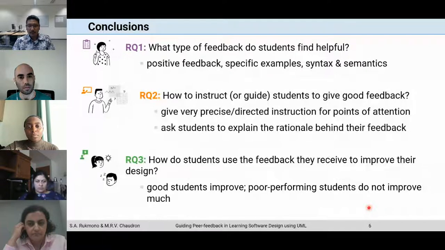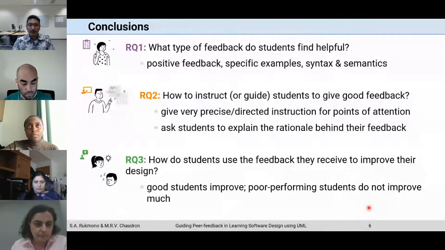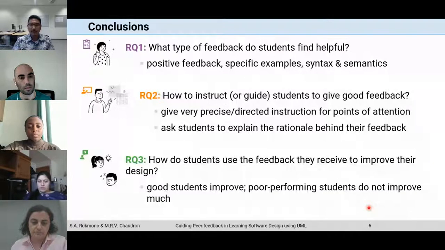So after collecting the feedback and the responses, we analyzed and categorized the data, and we arrived at these three conclusions for our research questions. The first one, what type of feedback do students find helpful? Students find that positive feedback is helpful. It actually aligns with many findings from the field of educational psychology that there needs to be some kind of ratio between negative and positive feedback to achieve the best acceptance and best motivation to improve their learning.